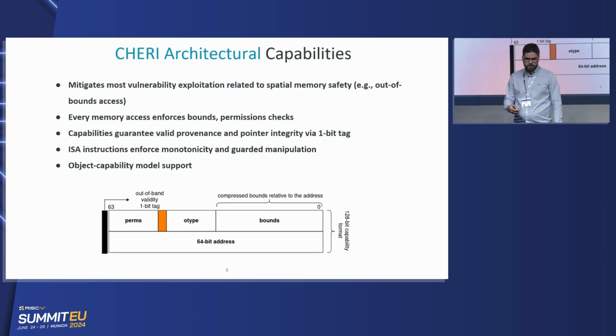This is what a capability looks like. Basically, you still have the pointer, an address, the reference to an object, but you have some metadata that helps you to enforce bounds and to do some permission checks. There's also one tag bit for each capability that enforces pointer integrity. The ISA itself also implements some instructions that help you guard manipulation. So if you want to create new capabilities, you cannot exceed the original capability. You cannot make a more powerful capability than the original one.